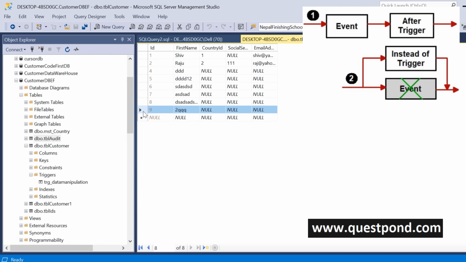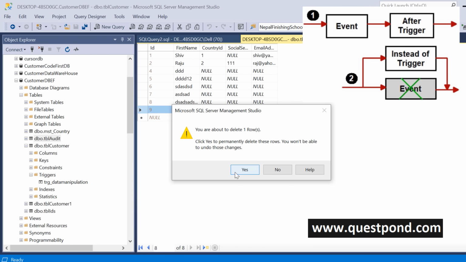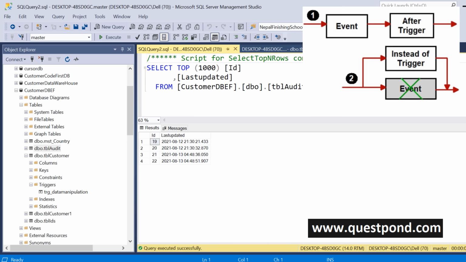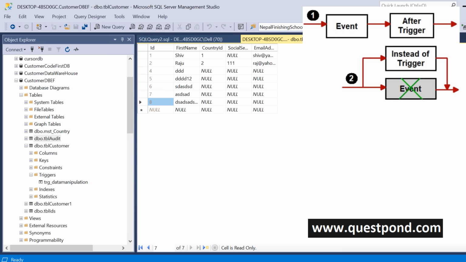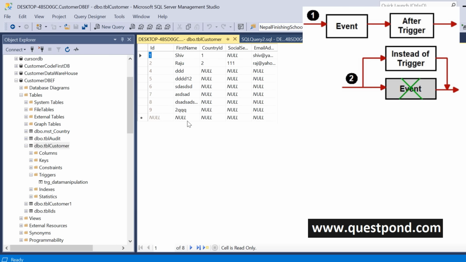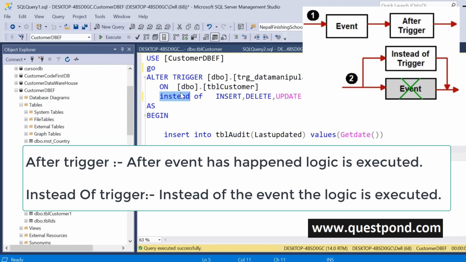If I go and delete it, the delete will not get executed, right? The delete has not got executed. Instead of that, you must be thinking it has deleted. No, if you try to edit it back again, you can see that record still exists. So there are two types of triggers. One is the after trigger, which happens after the insert, update, delete or any DML statement happens, and one is the instead of trigger, which fires instead of the insert, delete and update.